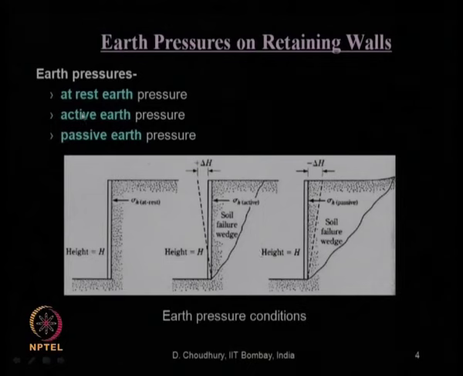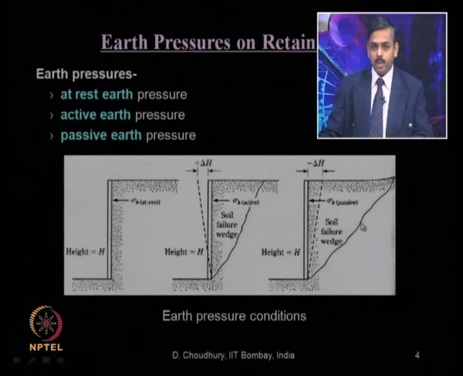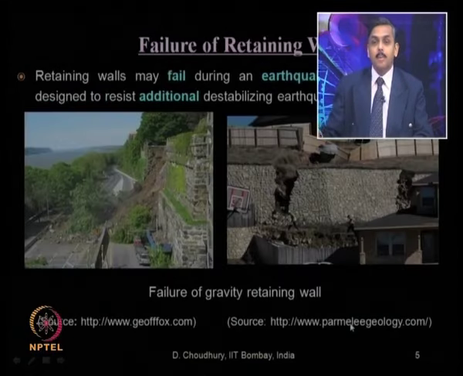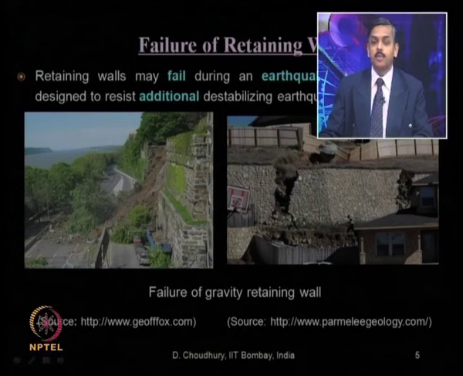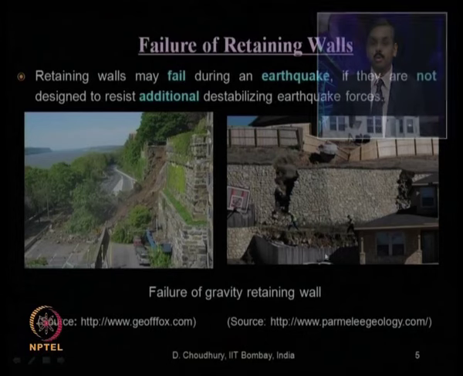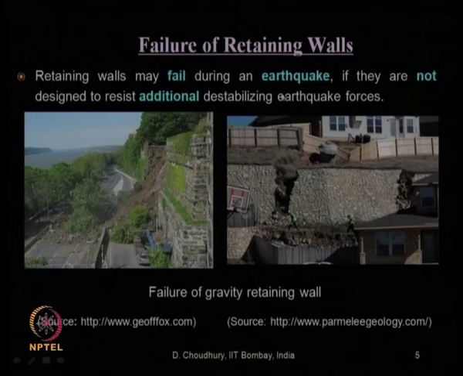We have mentioned the various states of earth pressures acting on the retaining wall based on the movement of the wall. The same remains in the case of earthquake condition also. There are various examples worldwide of failures of retaining walls due to the additional destabilizing earthquake forces which come on the retaining wall during the earthquake. So, unless we estimate this additional destabilizing earthquake force and consider it in the design of the retaining wall, failure cannot be avoided.